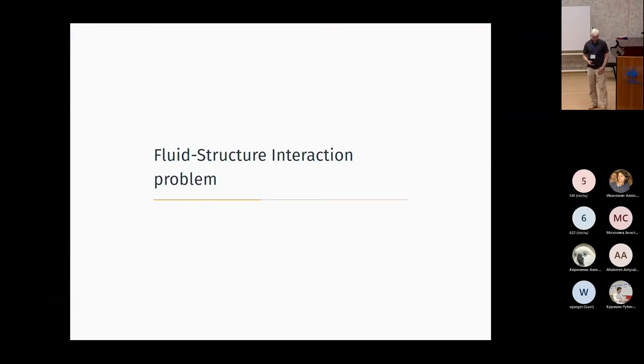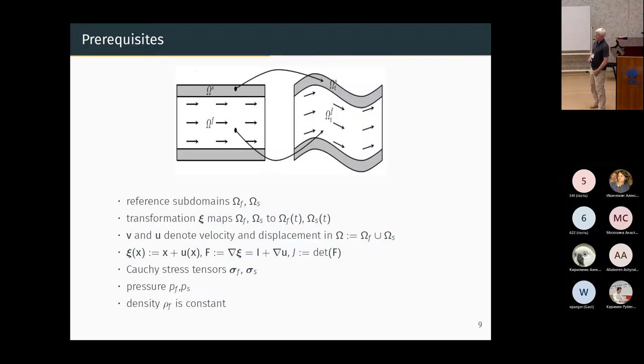Now we switch to the second problem, the fluid-structure interaction problem. Here we add the walls. These are the gray subdomains here. Again, we have a fluid subdomain and a solid subdomain, an elastic solid, and the transformation maps reference unsteady subdomains to physical subdomains, and we have velocity and displacement both in the fluid subdomain and the solid structure subdomain. In this case, we do not know the transformation. We have to compute it. Thus, the displacement is not known a priori, and we have to compute it both in the elastic structure and in the fluid.